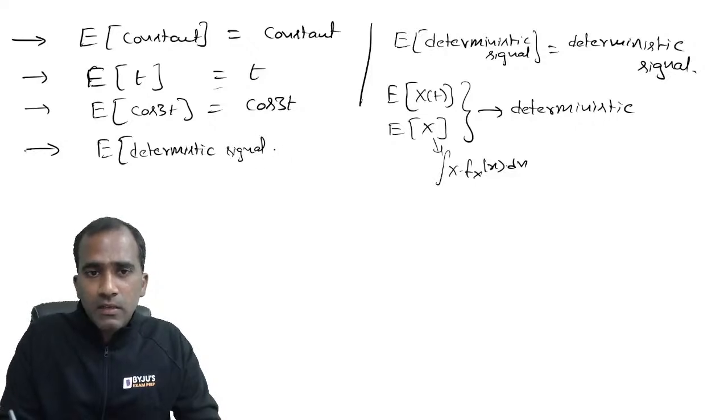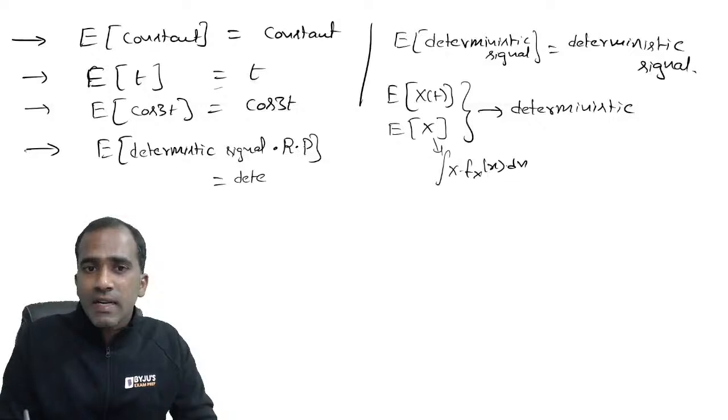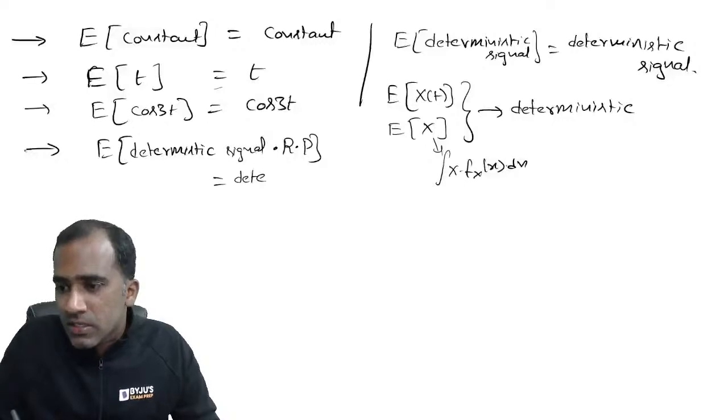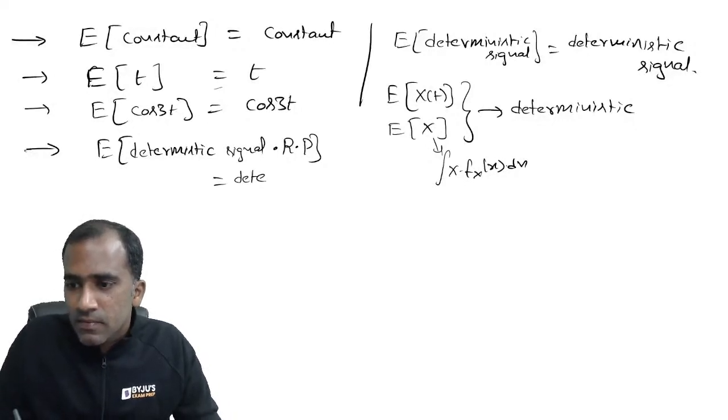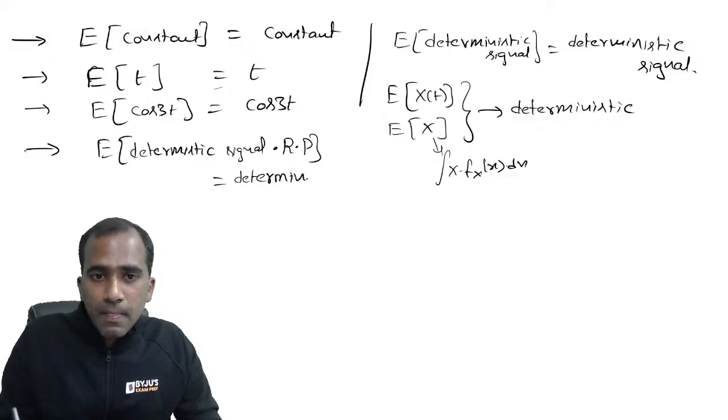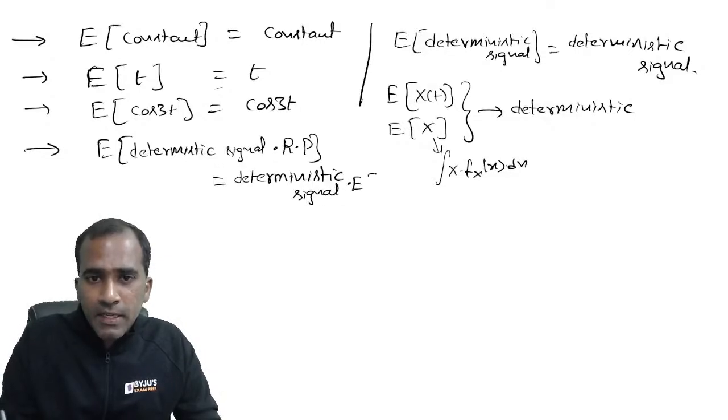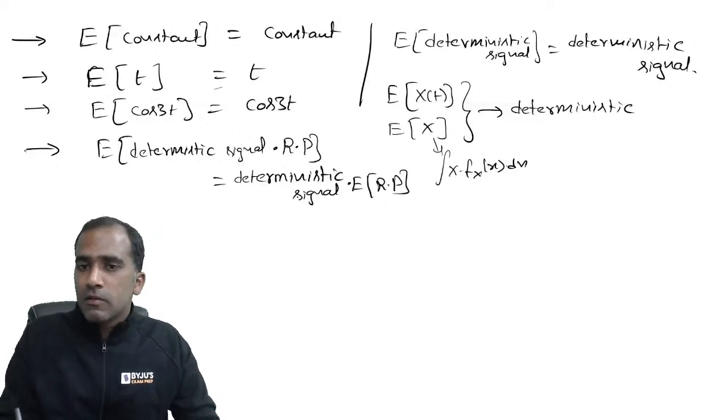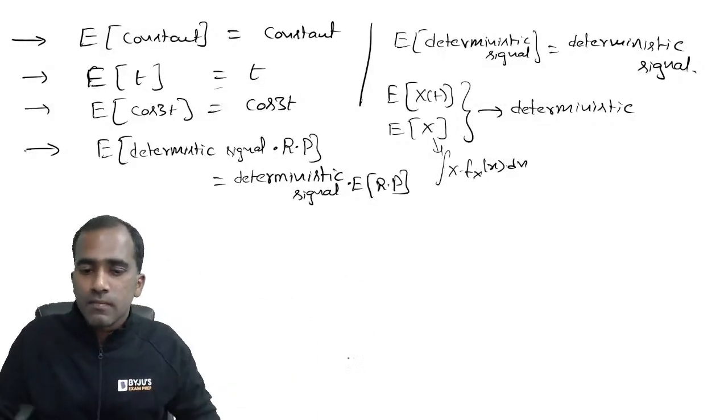Expectation of a deterministic signal multiplied with a random signal or random process, what will be the result? Can I put this deterministic signal outside? Simply think of it as expectation of a constant times some random signal. You'll put that constant outside, no? So whenever you're talking about expectations, a deterministic signal you treat like a constant. It's not a constant, but you can treat it like a constant. Whenever a constant or a deterministic signal is inside the expectation, you can put that outside. Then the result will not change.